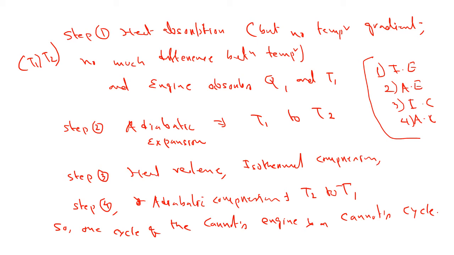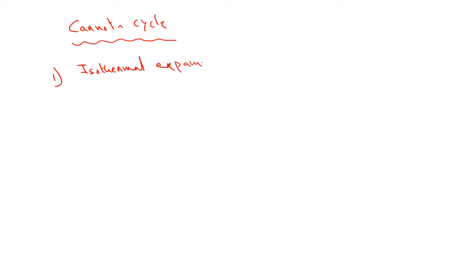So next we are going to find the efficiency of the Carnot cycle mathematically. Just write the heading: Carnot's cycle. So this is the mathematical derivation. First we know that the first process is the isothermal expansion of the gas.